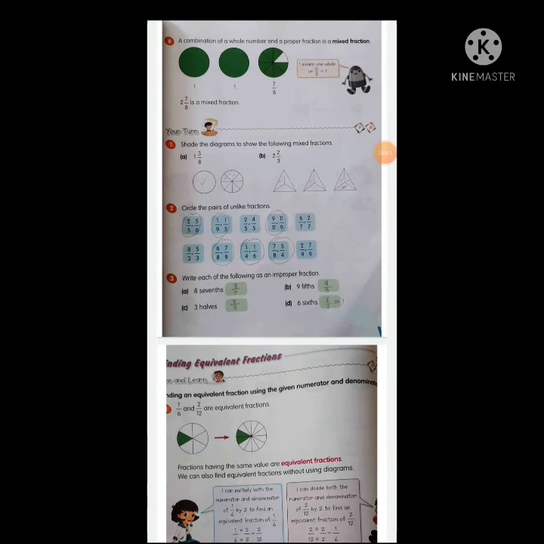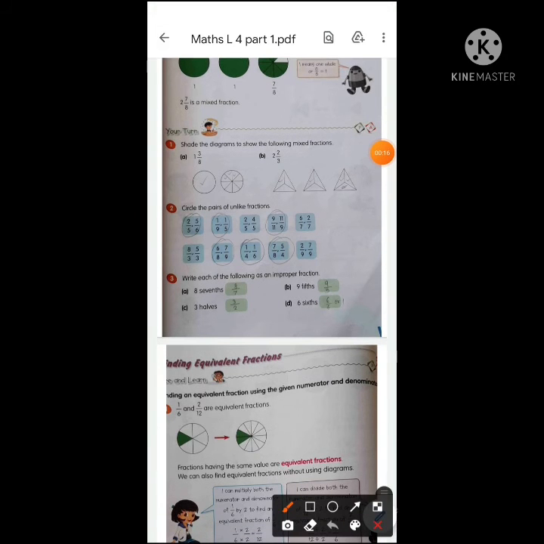Now let us see the exercise. First exercise: shade the diagram and show the following mixed fractions. The first question is 1 3 upon 8. So 1 means you have to shade 1 full circle, and in the next circle you have to color 3 parts: 1, 2 and 3. So it will be 1 3 upon 8. Same way here, 2: this full circle you have to color, and the third one is 2 upon 3. From these 3 parts, any two you can color.